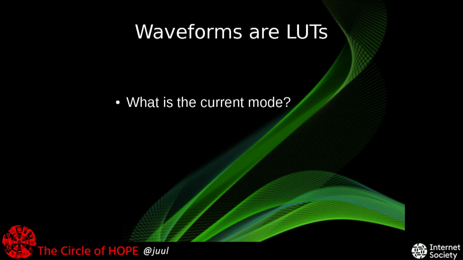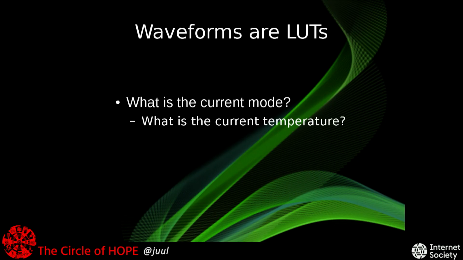So waveforms, it turns out, are lookup tables. The way they work is you ask the lookup table, hey, what's the current mode? It turns out waveforms support different kinds of update modes. And these electronic paper displays are actually temperature dependent, because it's particles moving through an oil. The viscosity of the oil and the speed at which they move changes depending on temperature. So you need to have a temperature sensor and know what the temperature is.